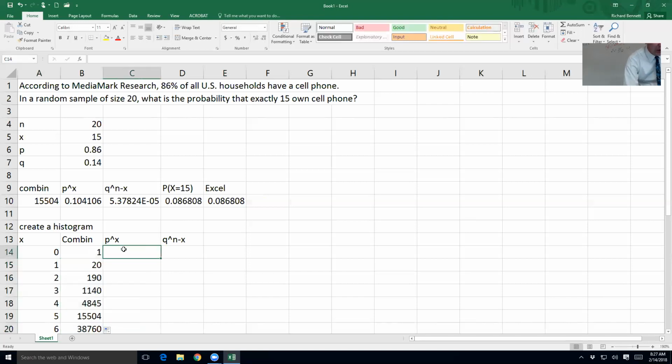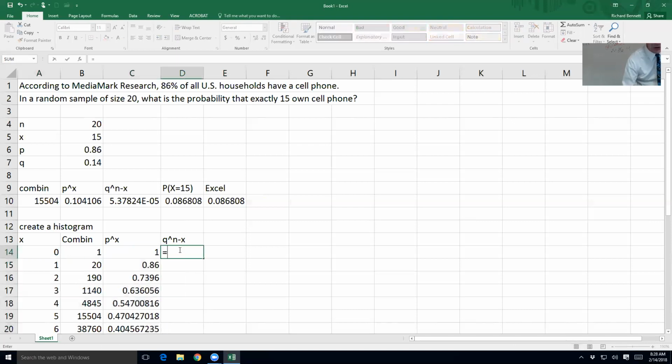Now I'm going to do the probability of x. So the probability is going to be the p, 0.86, raised to, and I'm going to click on this so that I can copy that down, raised to the x, your x column. Now I'm going to do q, which is 0.14, raised to the, and I really should use parentheses here, my n, 20, minus my x.